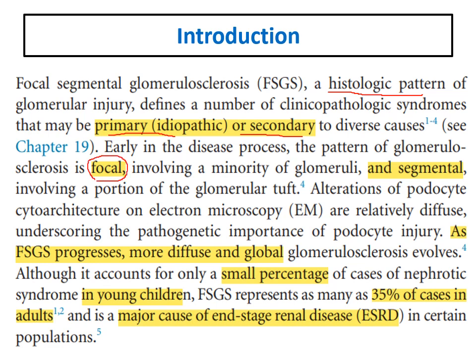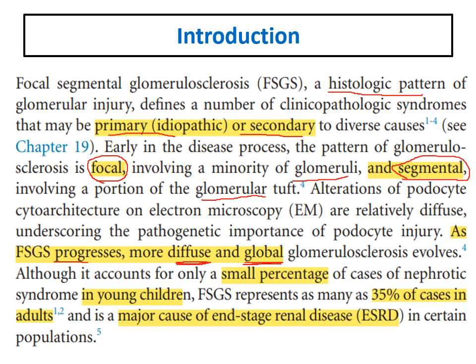Focal means that less than 50% of the whole glomeruli is affected, while segmental means that only part of each glomerulus, less than 50% of each glomerulus, is affected. As this sclerosis progresses, it becomes more diffuse. Diffuse means that more than 50% of the whole glomeruli is affected, while global is the opposite of segmental: at the level of each glomerulus, more than 50% of each glomerulus is affected.